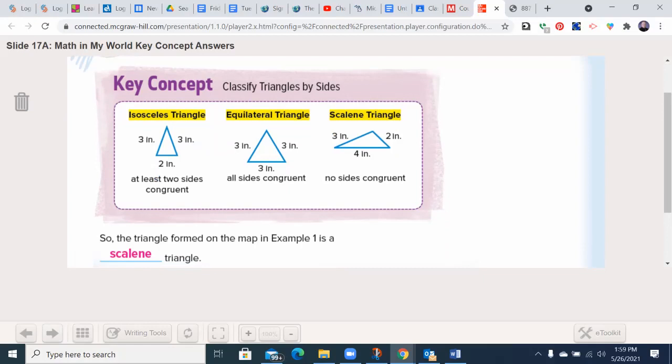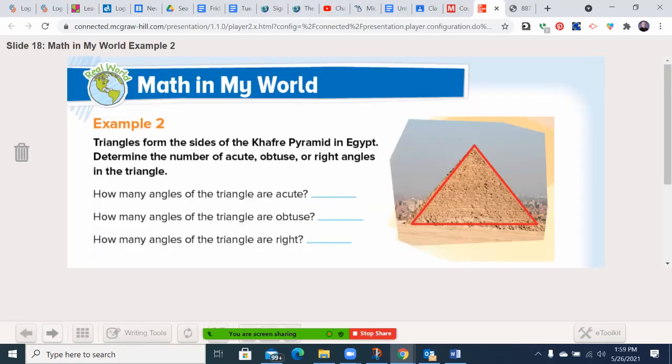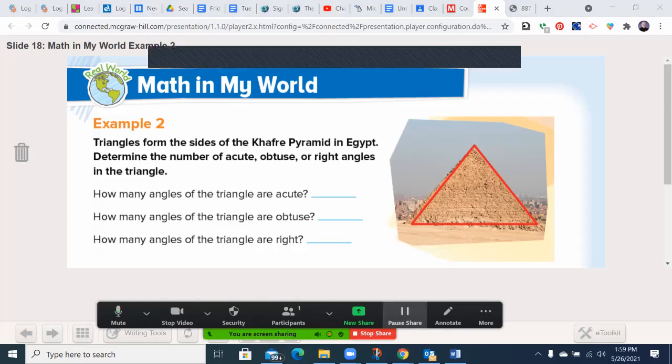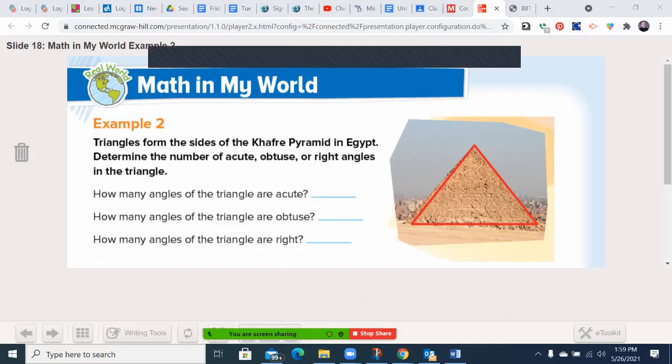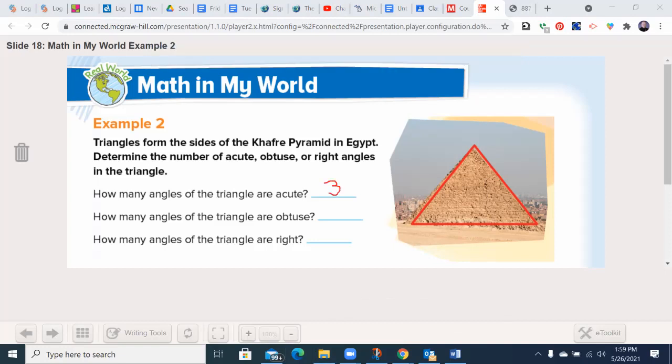All right, I'm going to move forward. Example 2 should now be on the top of 916. And you can see this triangle here. And we have some new questions. How many of the angles are acute? And remember, acute means less than 90. All 3 of them are going to be less than 90 degrees. How many are obtuse, which means greater than 90? 0. And there are no right angles. So we have 3, 0, and 0. Go ahead and write that in.